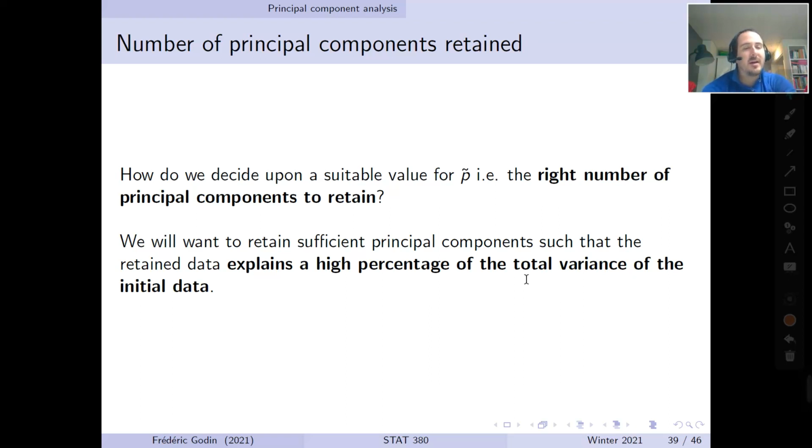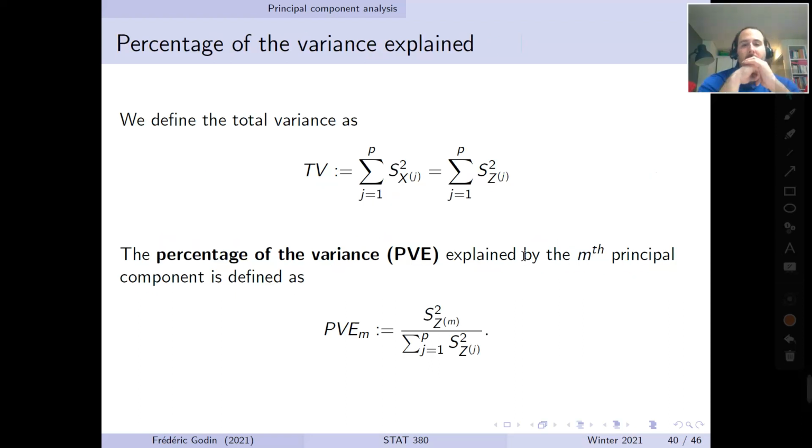Okay, so we like to consider the variability, and we want the percentage of the variability we retain using the new data to be a fairly large percentage of the variability found in the original data, so as to ensure we don't lose a lot of information. Okay, so let's make that more precise.